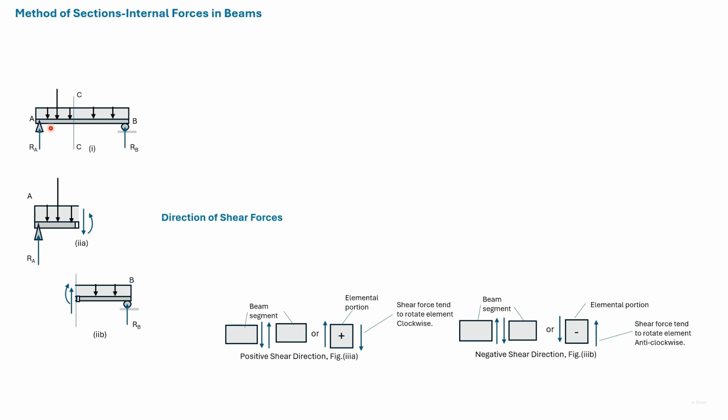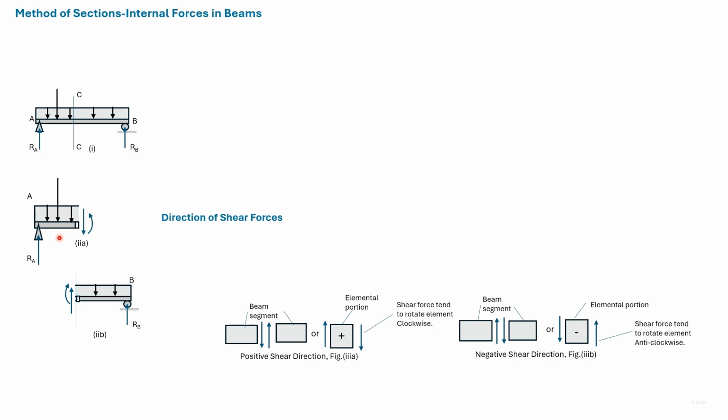So let us consider this beam. It is subjected to a point load and a uniformly distributed load. By taking moments about point A and point B, we can find out the reactions RA and RB. We then take a section CC as shown. As discussed earlier, if the whole beam is in equilibrium, then a portion of the beam will also be in equilibrium. So the portion left of CC will be in equilibrium.